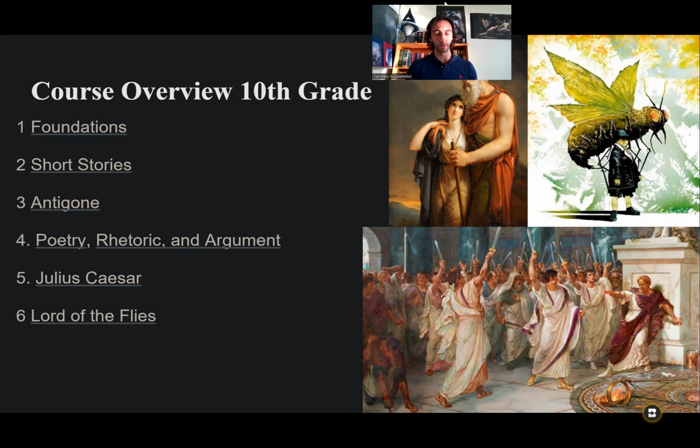Then we're going to spend a little bit of time in the middle of the year on both poetry and rhetoric and argument. We're going to mix all of them together. So we're going to learn, yes, what are the fundamentals of poetry? How do we understand poetry? How do we understand the way someone speaks in rhetoric?